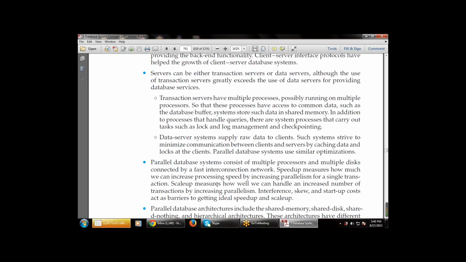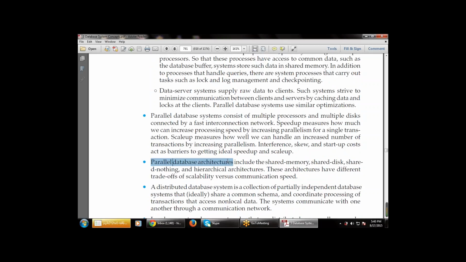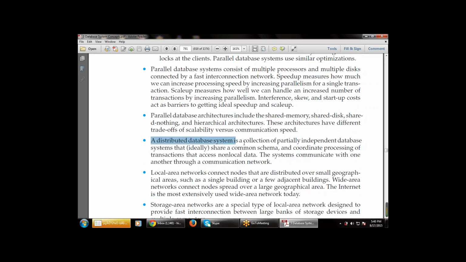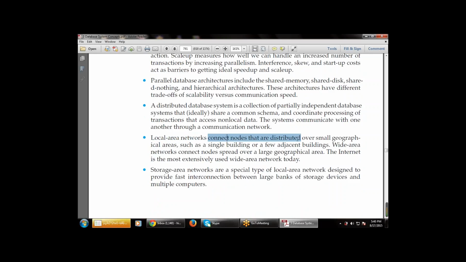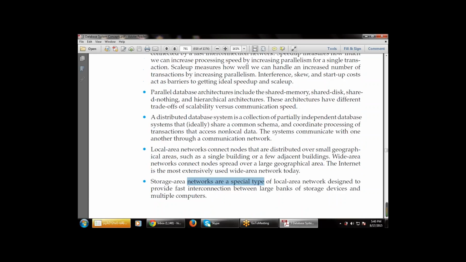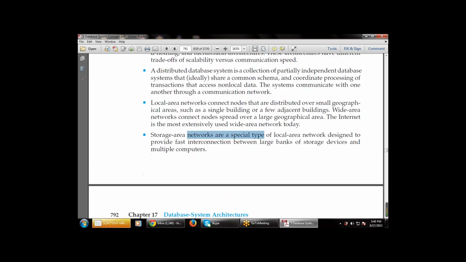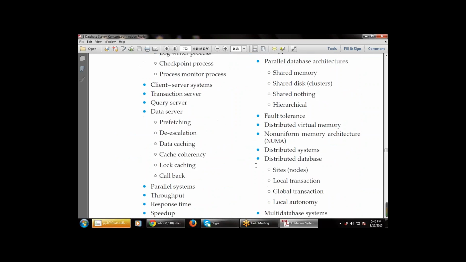Then there is a parallel database system that consists of multiple processors and multiple disks connected by a fast interconnection network. Then parallel database architecture, which includes shared memory and shared disk. Then a distributed database system, a collection of partially independent database systems. Then a local area network that connects nodes distributed over small geographical areas such as a single building or a few adjacent buildings. Then a storage area network, a special type of local area network designed for a distributed system.